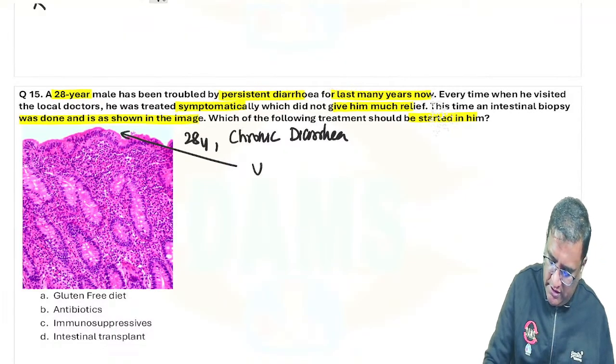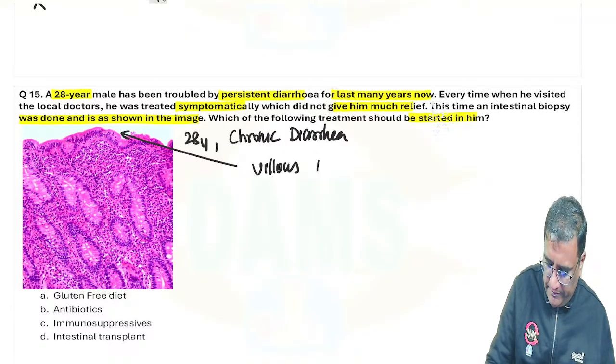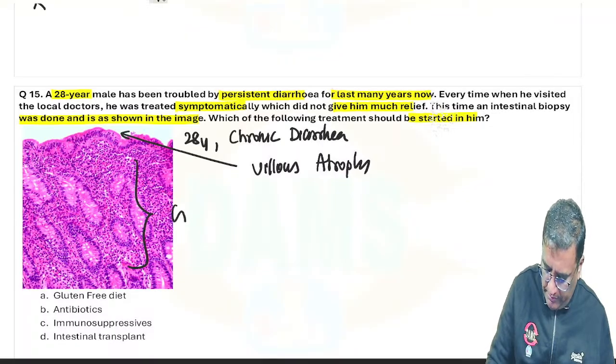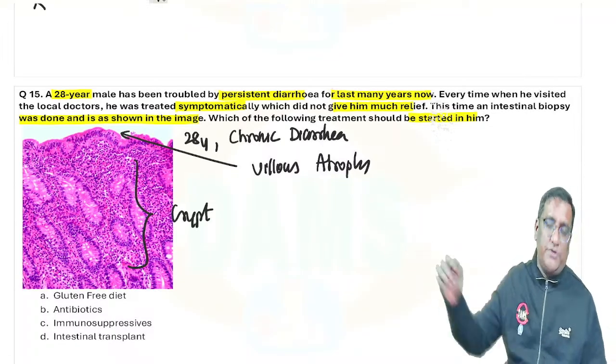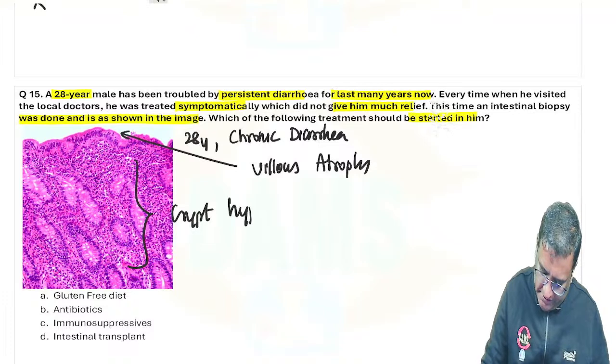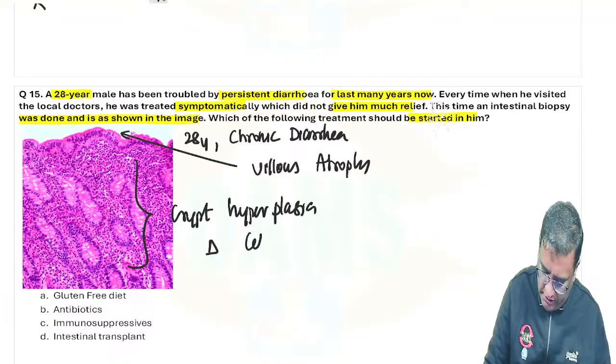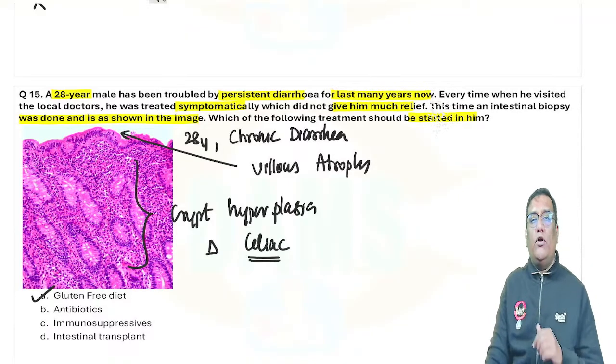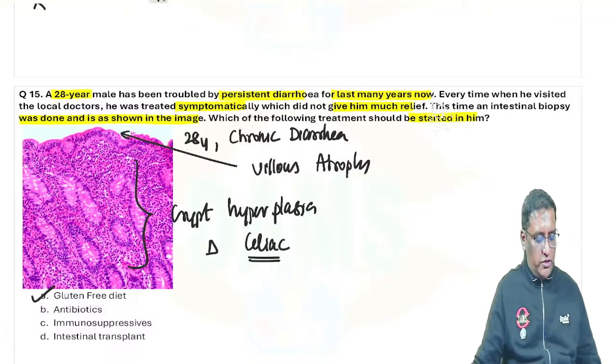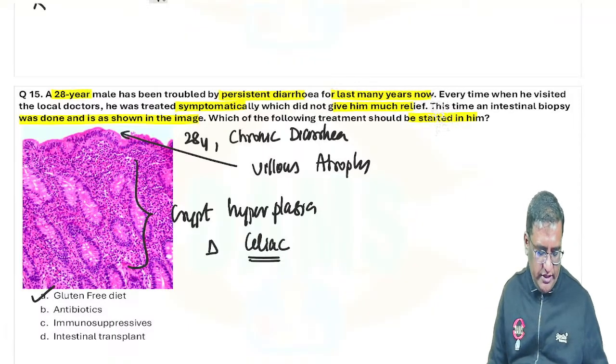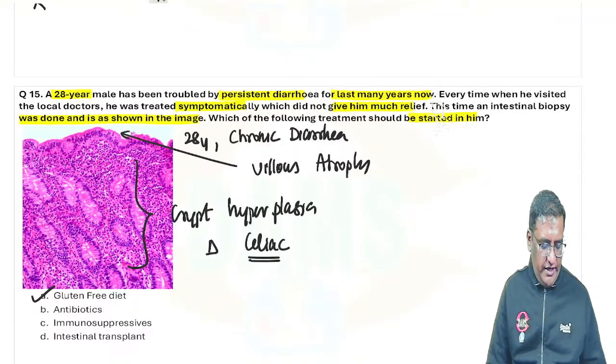So there is villus atrophy, and in fact there is crypt hyperplasia. All these are crypt hyperplasia, very characteristic of celiac disease. So my diagnosis will be celiac. Treatment will be to start him on a gluten-free diet. Definitely it is celiac only, right? Start him on a gluten-free diet.